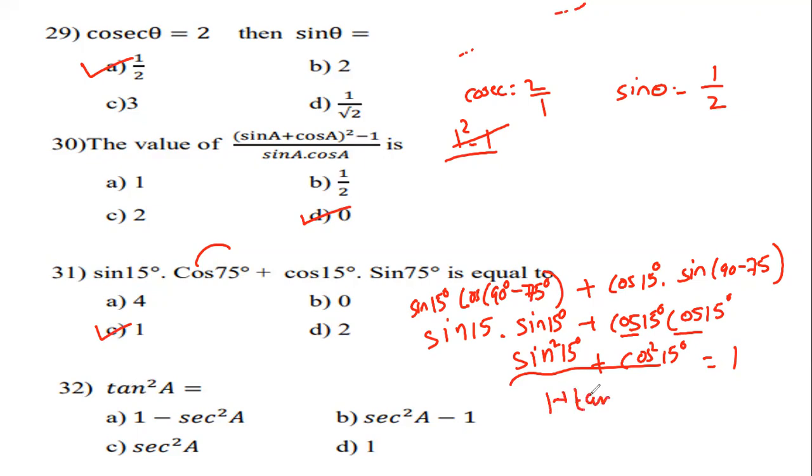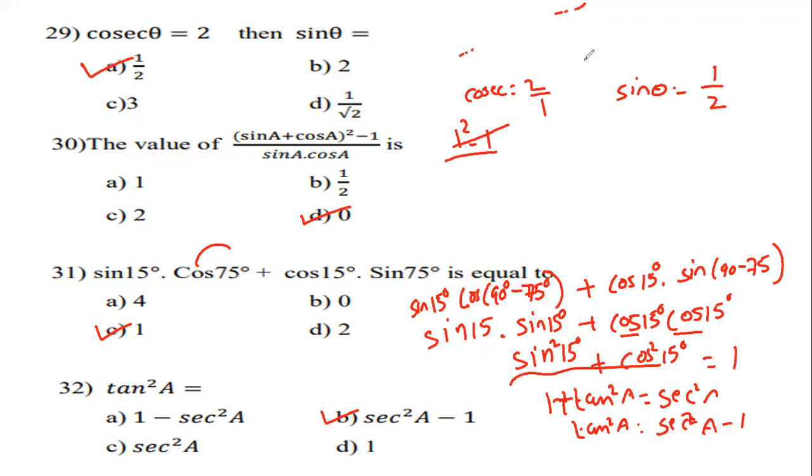Next, tan square A is equal to dash. 1 plus tan square A is equal to secant square A. We know this one. So tan square A is equal to secant square A minus 1. So which option is right? Option B is correct.